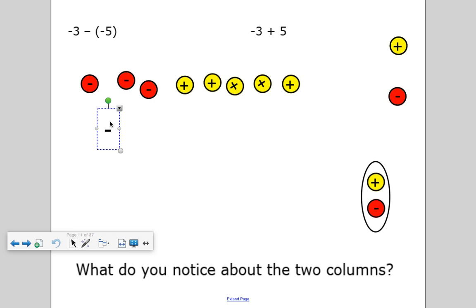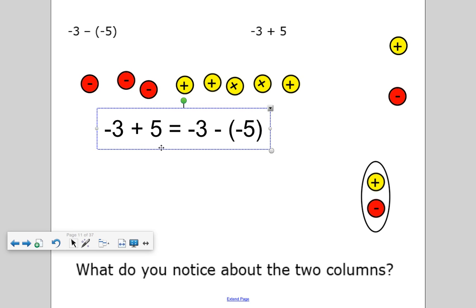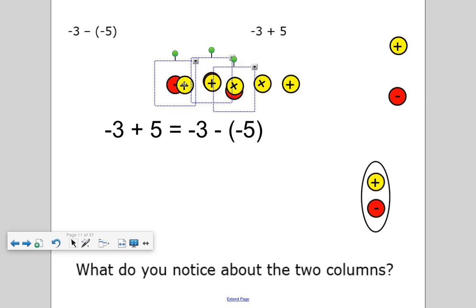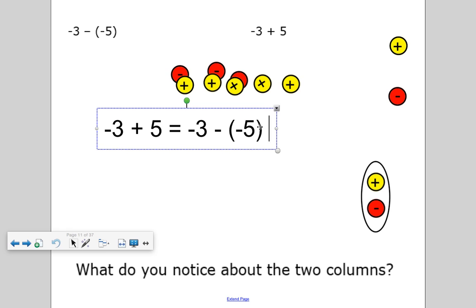I started with -3. I added 5 positives to it. -3 plus 5 is equivalent to saying -3 minus -5. And what is negative 3 plus 5? Well, these three will cancel. We'll turn a zero pair with this one. So we're left with, the answer is 2.